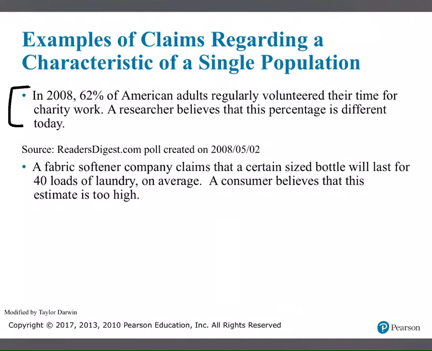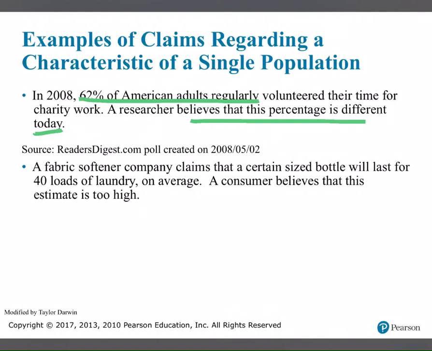I'll read the first one. In 2008, 62% of American adults regularly volunteered their time for charity work. A researcher believes that this percentage is different. So the parameter here is 62% of American adults who regularly volunteer their time for charity work. And the test that we would be conducting is that this researcher believes the percentage is different. We'll get into this a little bit more, but these are just straightforward examples.